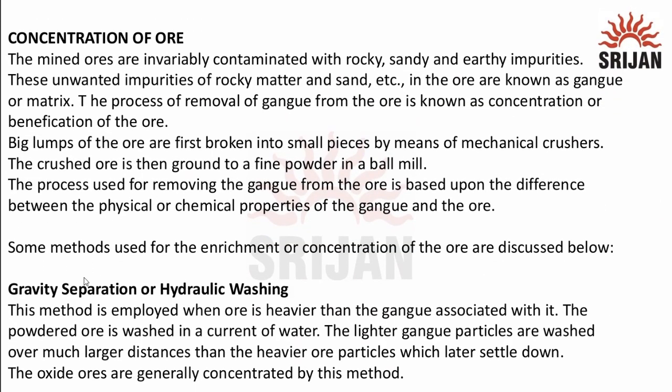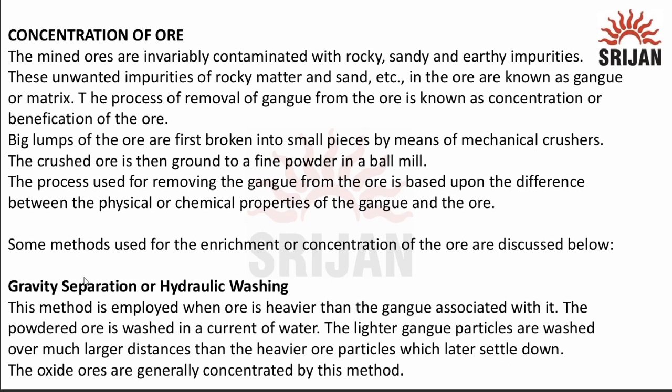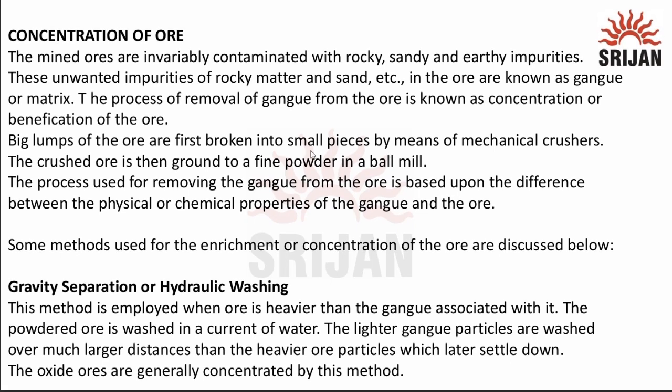The first step is the concentration of ore. The mined ores are invariably contaminated with rocky, sandy, and earthy particles. The unwanted impurities of rock, matter, and sand, etc., in ore are known as gangues or the matrix. The process of removal of this impurity or the gangue is known as the concentration of ore or the beneficiation of ore. Now here big lumps of ore are first broken into small pieces by means of mechanical crushers. The crushed ore is then ground to a fine powder in a ball mill.